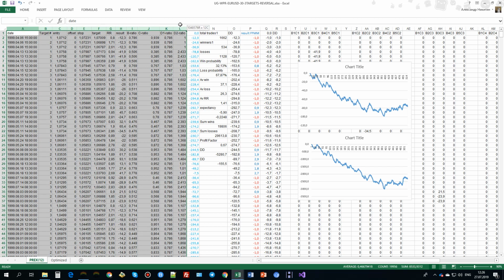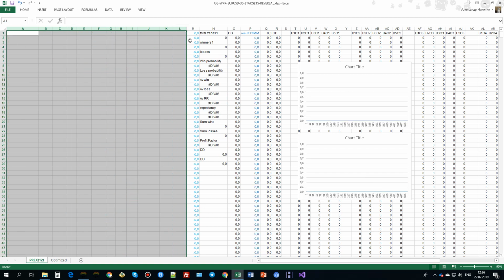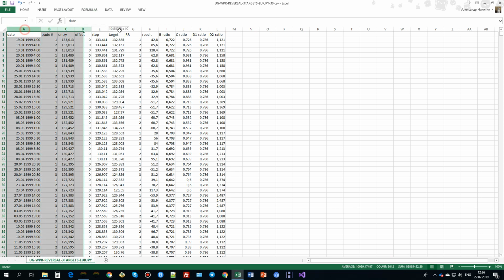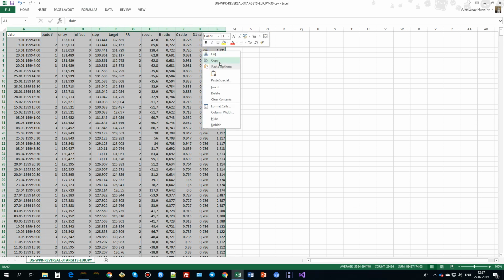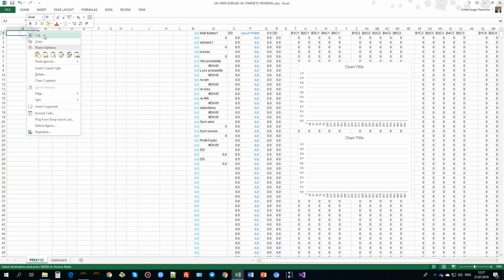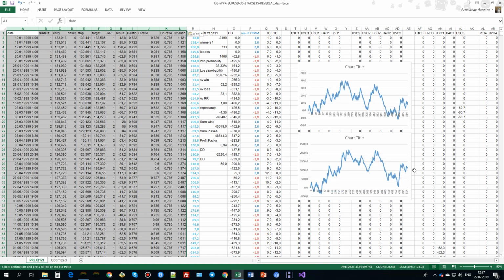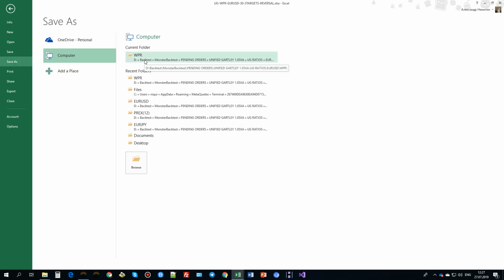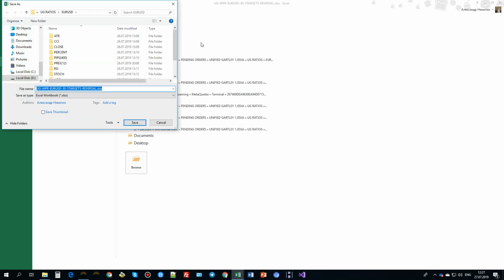So I will delete these results, then I will go here and copy these results, go back and paste values here. Okay, so you can see the results are a bit different from Euro Dollar, and then I will save it as UG ratios Euro Yen.